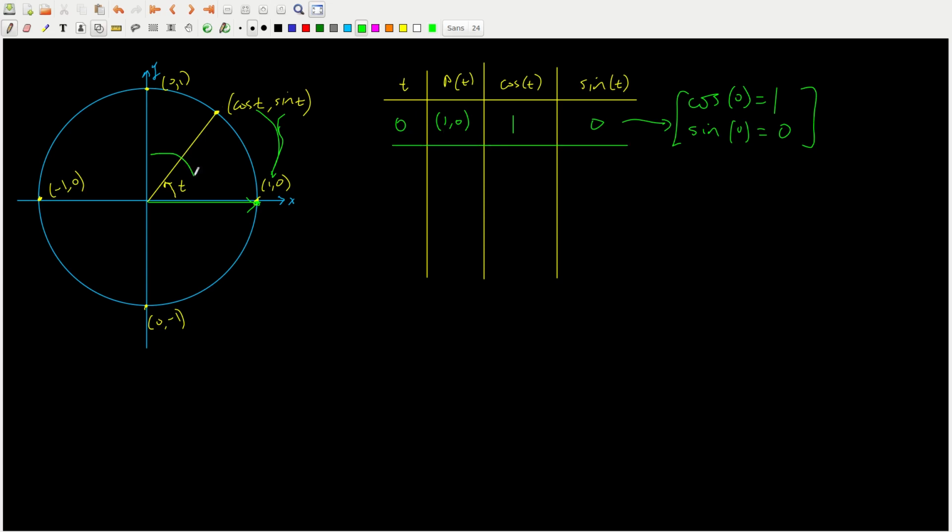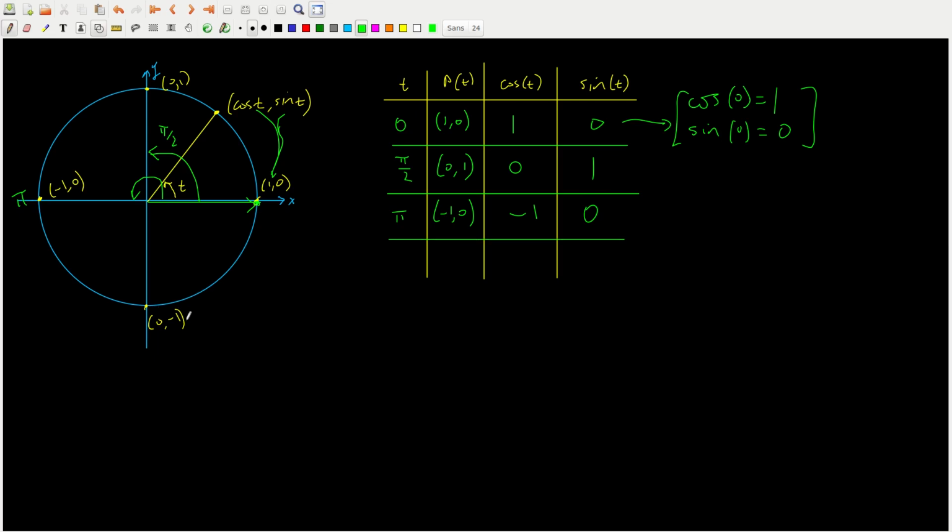If we go up to this second point that we marked, this is an angle of pi over 2 from the positive x-axis. It's the point 0, 1. So at pi over 2, the cosine of pi over 2 is 0, and the sine of pi over 2 is 1. We can keep going. We can go over to this point. This is when we've got an angle pi from the positive x-axis. We're measuring that angle. And in that case, we're talking about the point minus 1, 0. So the cosine of pi is minus 1, and the sine of pi is 0.